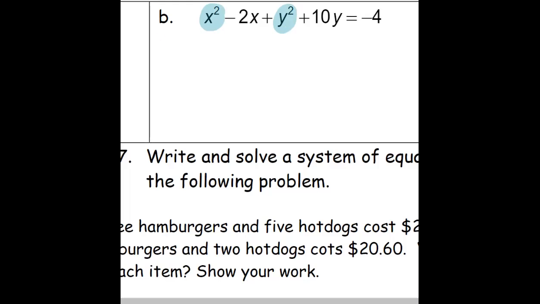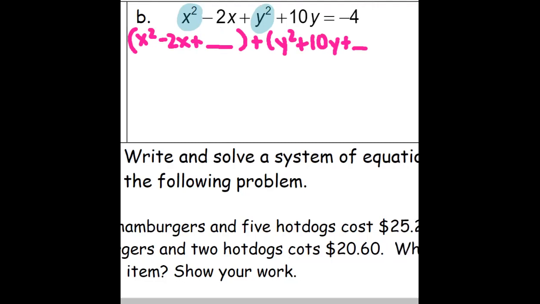So I'm going to get my x's together. So I'm going to have x squared minus 2x. It's going to be plus something. I'm going to leave a space there. I'm going to have a y squared plus 10y plus something. And equals a negative 4.